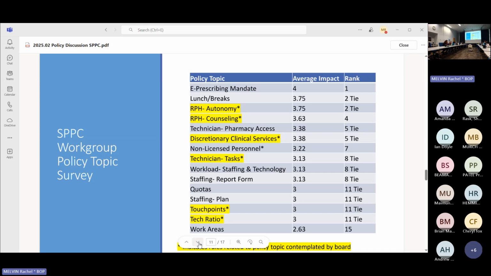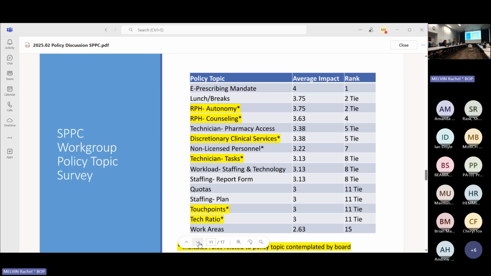So here's a brief overview of the policy topics. Based on the identified equipment and technology category, personnel, environment, and regulatory conditions categories that compromise patient safety and staff's ability to practice pharmacy in the best interest of the patient, the staff developed this list of possible policies that could be addressed in rule to mitigate the concerns of the SPPC work group. The work group members ranked the policy topics based on how likely this policy is to improve the workload and or safety or pharmacy practice conditions.